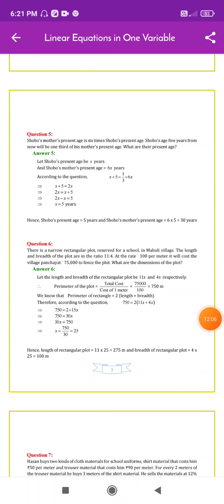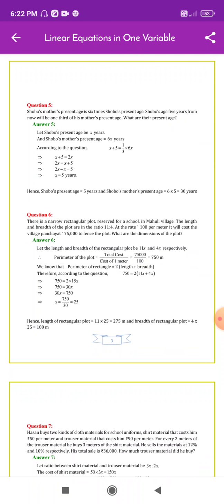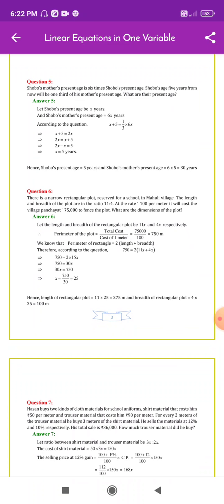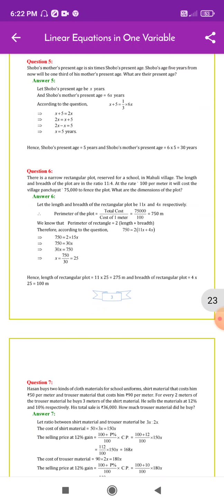Now let us see question number 6. Now see question number 6. There is a narrow rectangular plot reserved for a school in a Mauli village. The length and the breadth of the plot are in the ratio 11:4. At the rate of 100 per meter, it will cost the village panchayat 75,000 to fence the plot. What are the dimensions of the plot? So let the length and breadth be how much? That is 11:4. So 11x and 4x.